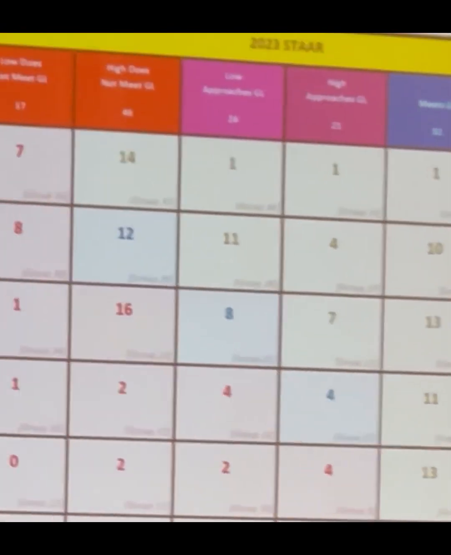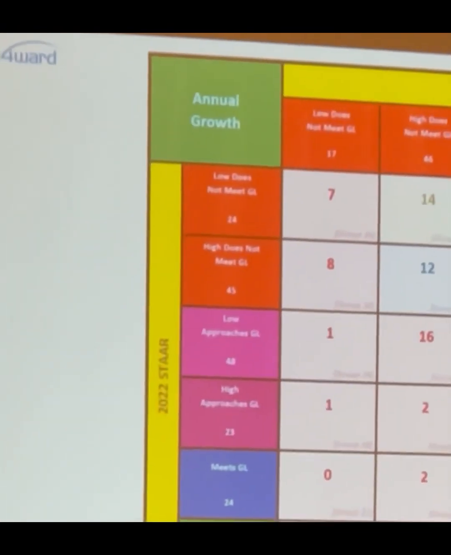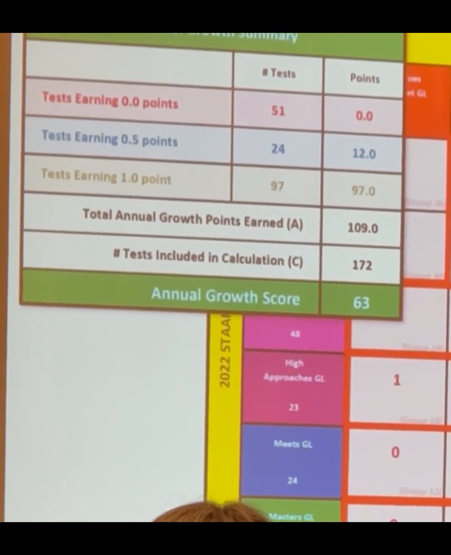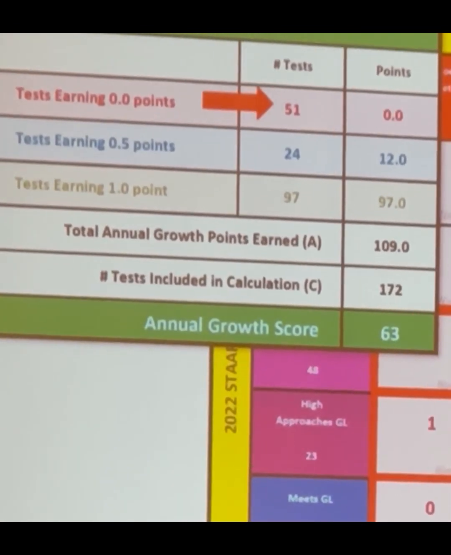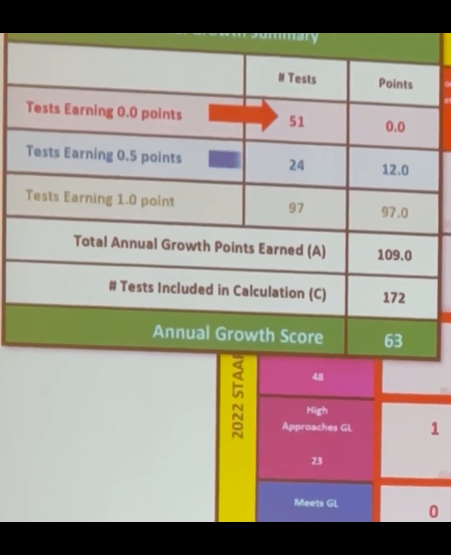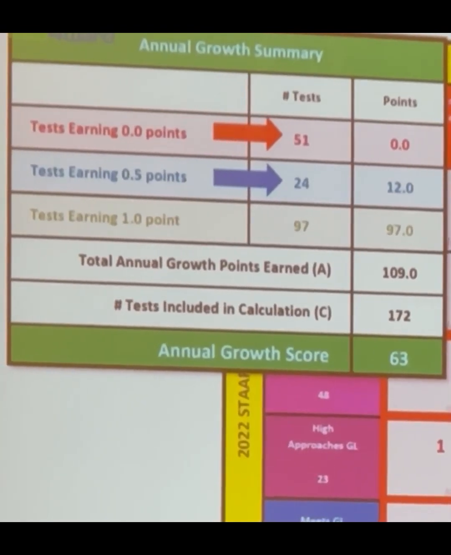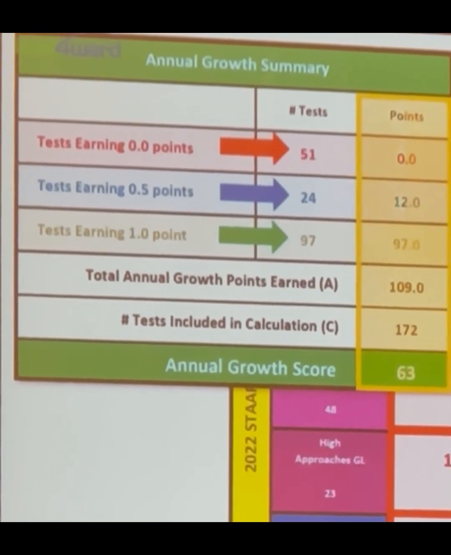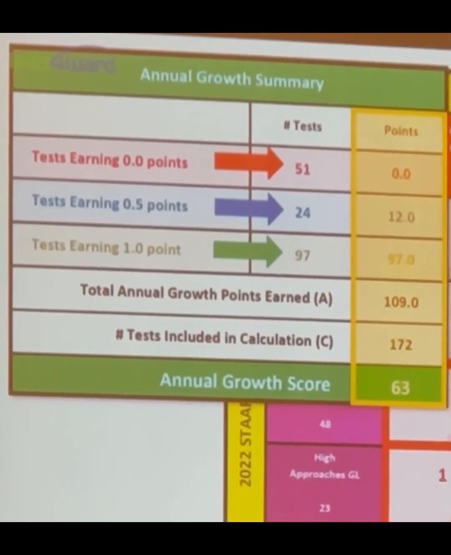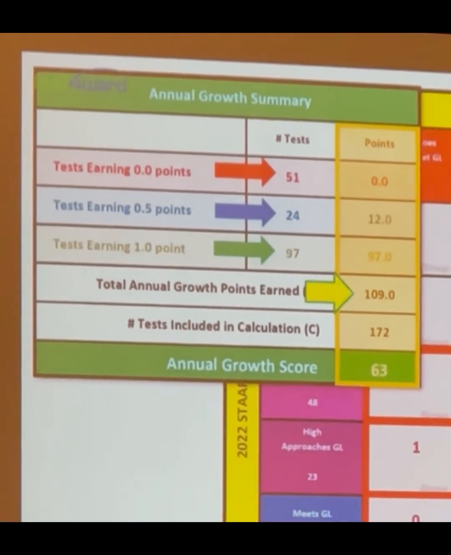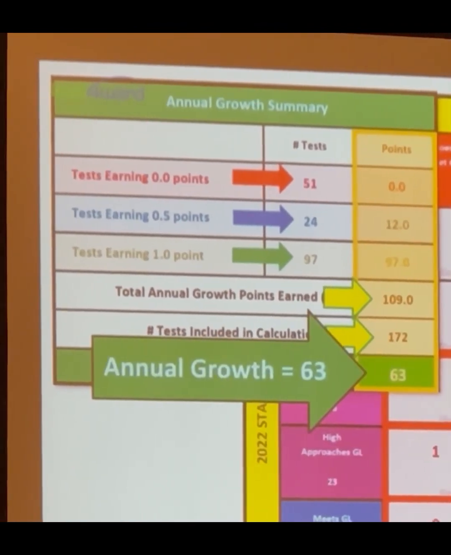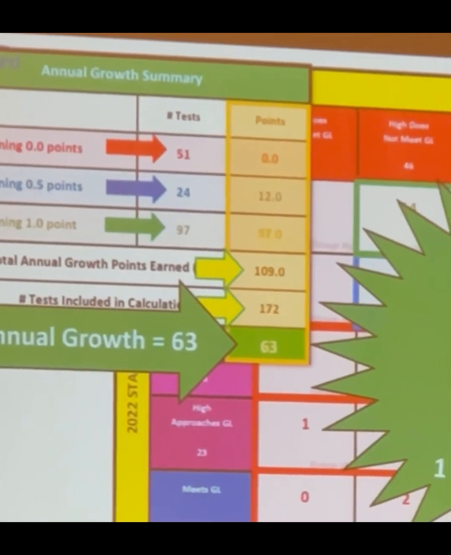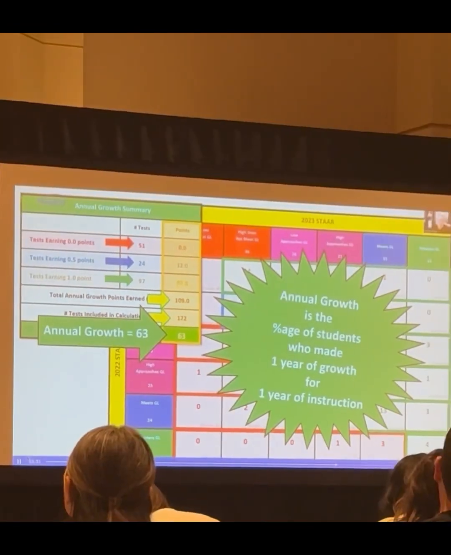Now, how do they calculate that? Well, in this table, any of the red cells generate 0 points. The blue highlighted cells generate a half a point, some growth, and green generates a full point. You add up all of your points, you divide by the number of tests, and you get an annual growth score. Now, I think the best way or the easiest way to make sense of it, so what does the annual growth score mean?